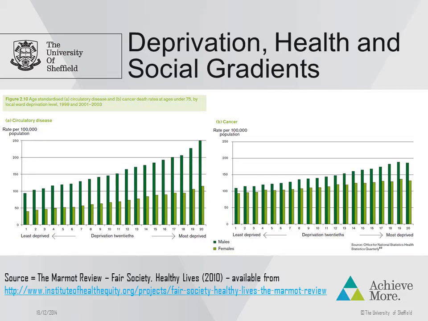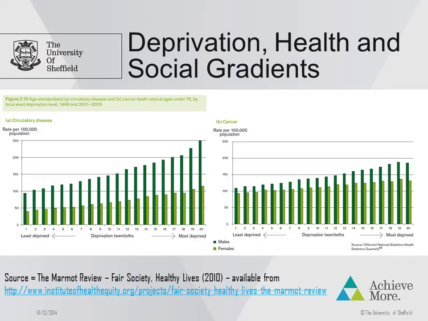When we're thinking about deprivation and its effect on health, we can see that health is not evenly distributed across a society, and the more deprived you are, the worse your health outcomes tend to be. Here we've got 2 graphs taken from the Marmot report. The graph on the left shows your chances of dying from circulatory disease or cancer under the age of 75, depending on whether you live in a more or less deprived area. And they've divided up the population into 20ths.